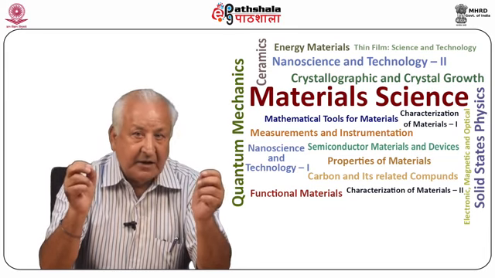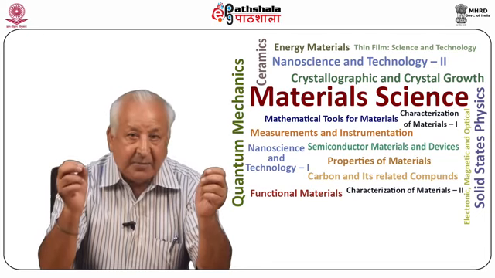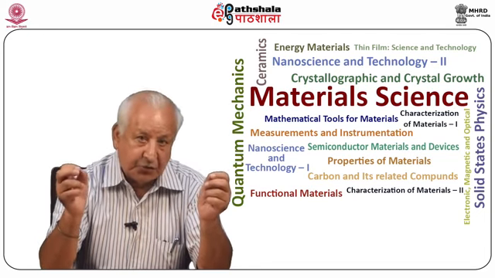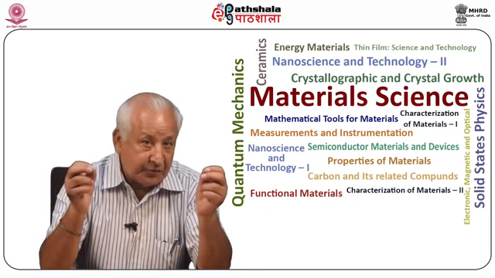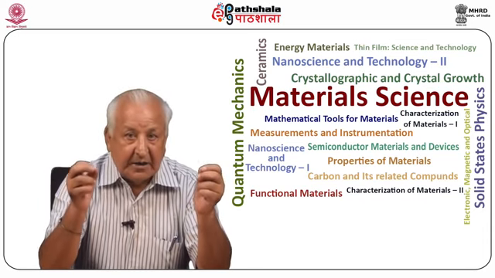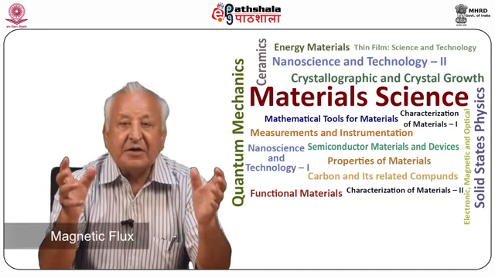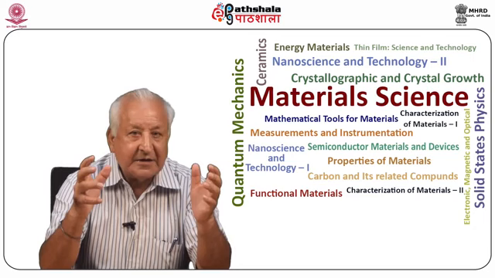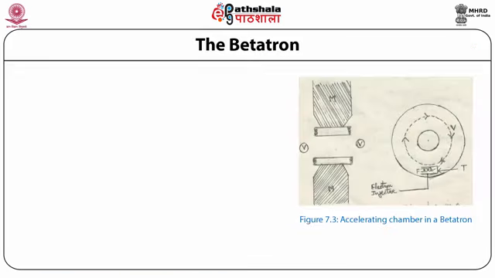The magnetic field between the pole pieces of the electromagnet acts parallel to the axis of the vacuum tube. The electrons injected into the vacuum tube experience an electromotive force tangential to the electron orbit, caused by the changing magnetic flux, which provides additional energy to the electrons. Figure 7.3 shows the accelerating chamber in a Betatron.